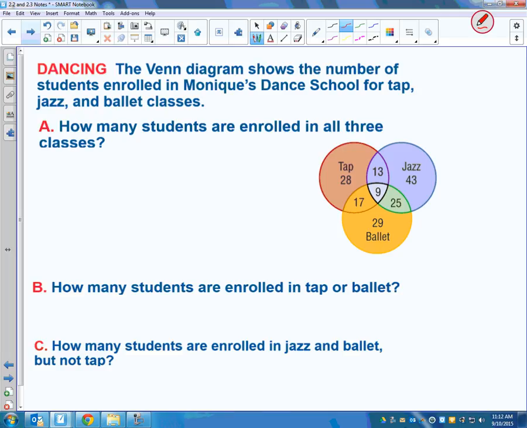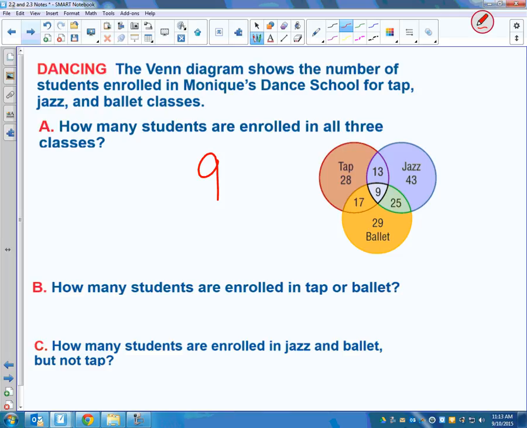But it says the Venn diagram shows the number of students enrolled in Monique's dance class for tap, jazz, and ballet classes. So Venn diagrams, 2, you see 2 a lot. 3, right? Anywhere they're overlapping, that's where they're doing both, right? So if it says how many students are enrolled in all 3 classes, what would the answer to that be? 9, because where all 3 circles overlap is 9. Do you agree with that? That's not bad. Doesn't even feel like math, right? Can we just have like everything be like this?